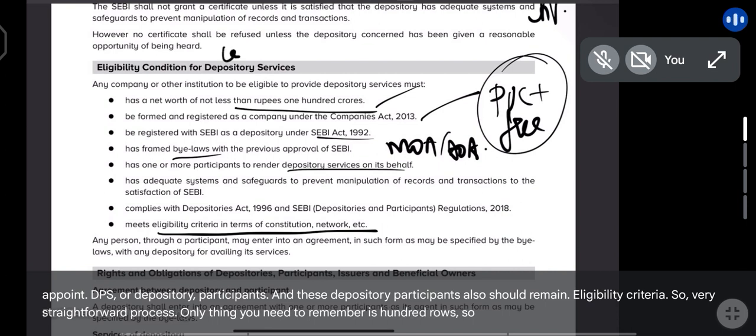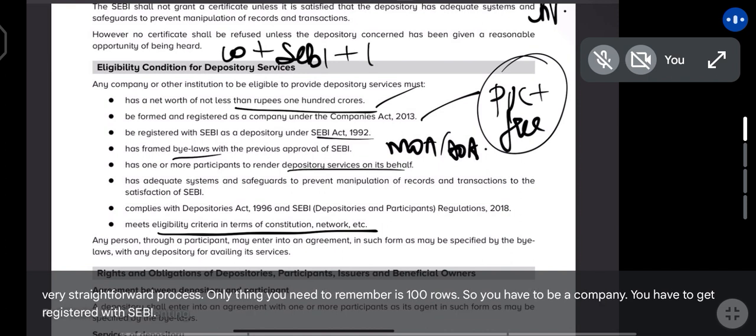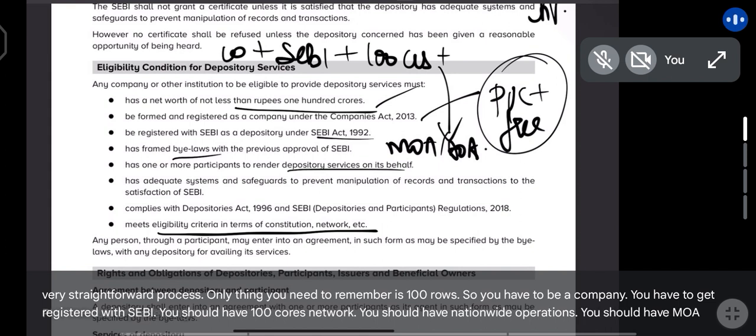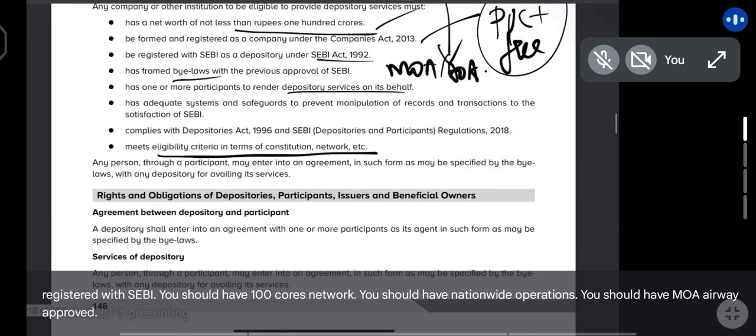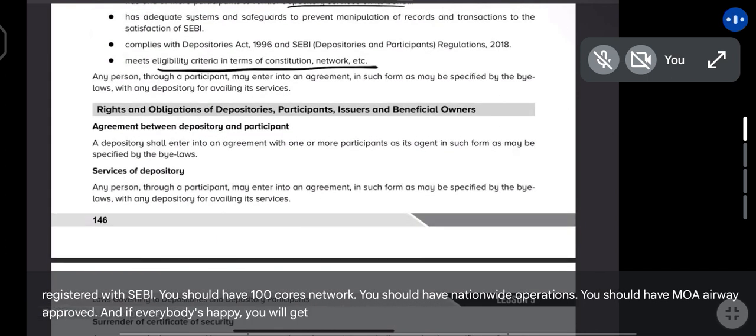So you have to be a company. You have to get registered with SEBI. You should have 100 crores net worth. You should have nationwide operations. You should have MOA, AOA approved. And if everybody is happy, you will get registered. Then you start making those agreements.